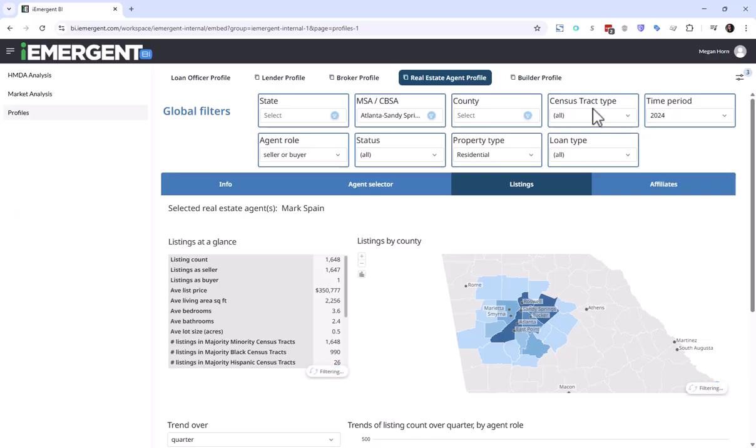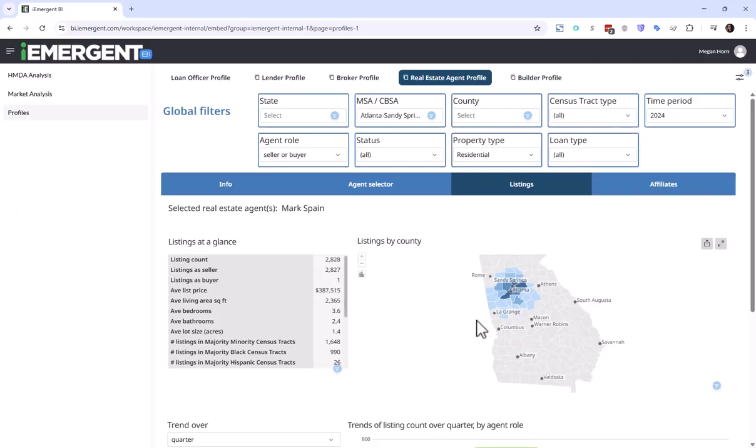If I go ahead and remove that and we look at all census tract types, you can see that that extended out the counties in the market and then brought that listing count way back up compared to MMCT. So we can look at how many active listings there are right now, 156. So quite active. We can look at sold, which is going to be the majority of them. I'm going to go back to all here. He is clearly on the selling side.